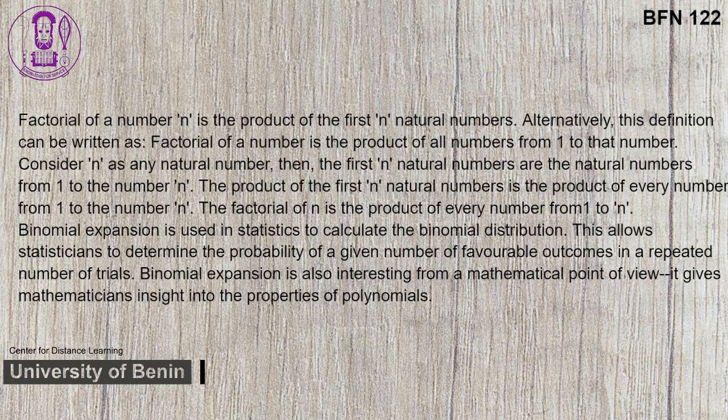Alternatively, this definition can be written as, factorial of a number is the product of all numbers from 1 to that number. Consider n as any natural number, then the first n natural numbers are the natural numbers from 1 to the number n. The product of the first n natural numbers is the product of every number from 1 to the number n. The factorial of n is the product of every number from 1 to n.